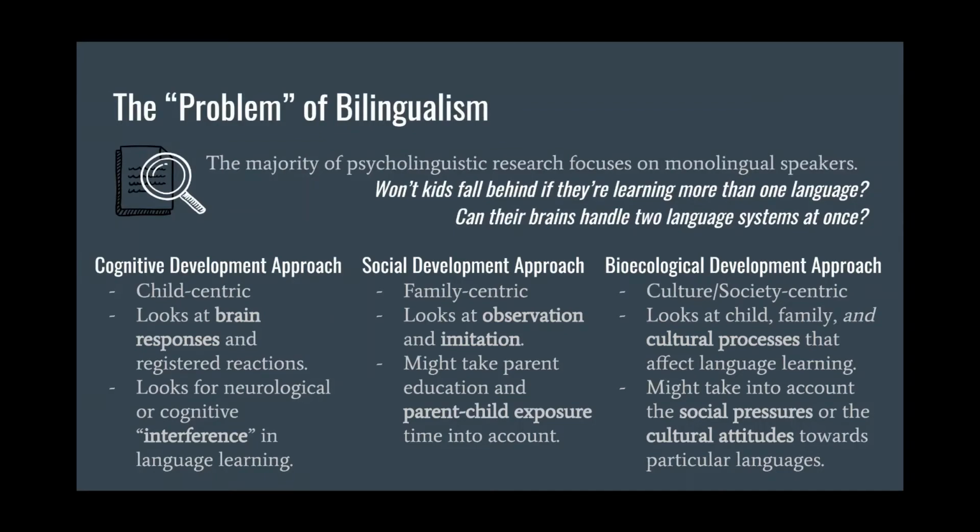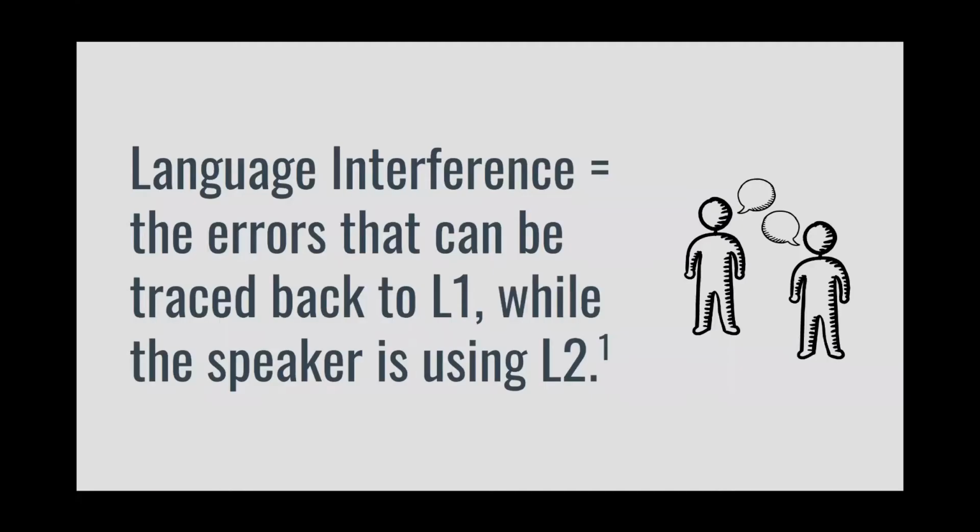The main concern of bilingualism is that of language interference. Language interference can be defined as predictable errors stemming from language structures in the speaker's first language while they are using their second language. For example, a child may reach for a word in English, and instead, the concept first comes to them in Spanish.